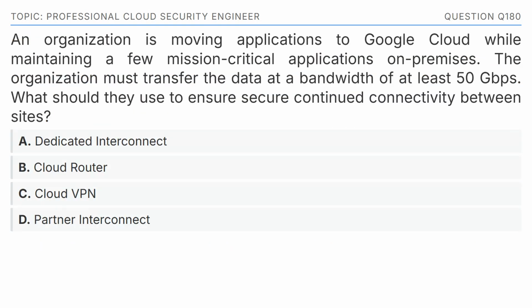An organization is moving applications to Google Cloud while maintaining a few mission-critical applications on premises. The organization must transfer the data at a bandwidth of at least 50 gigabits per second. What should they use to ensure secure continued connectivity between sites? The options are: Option A, dedicated interconnect. Option B, cloud router. Option C, cloud VPN. Option D, partner interconnect.